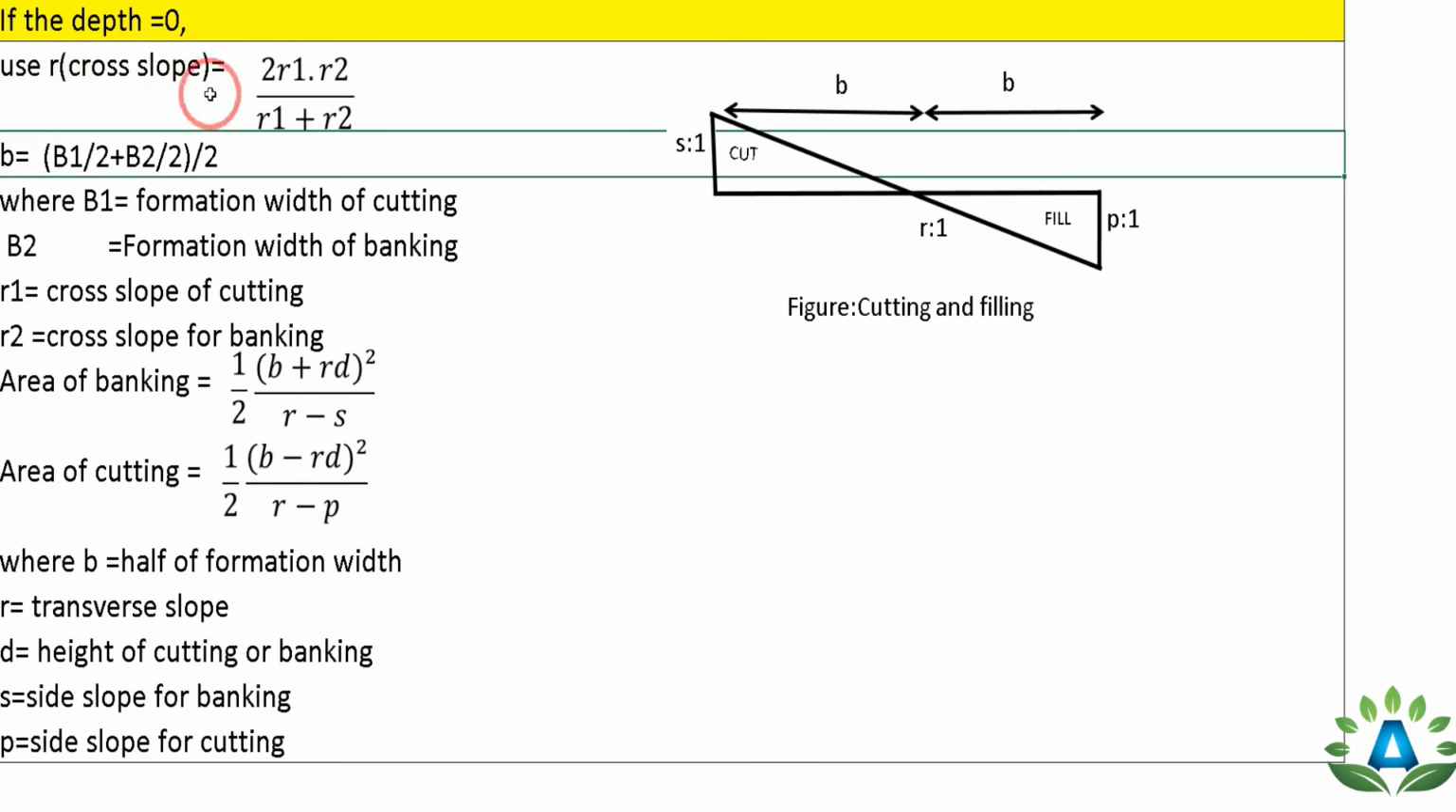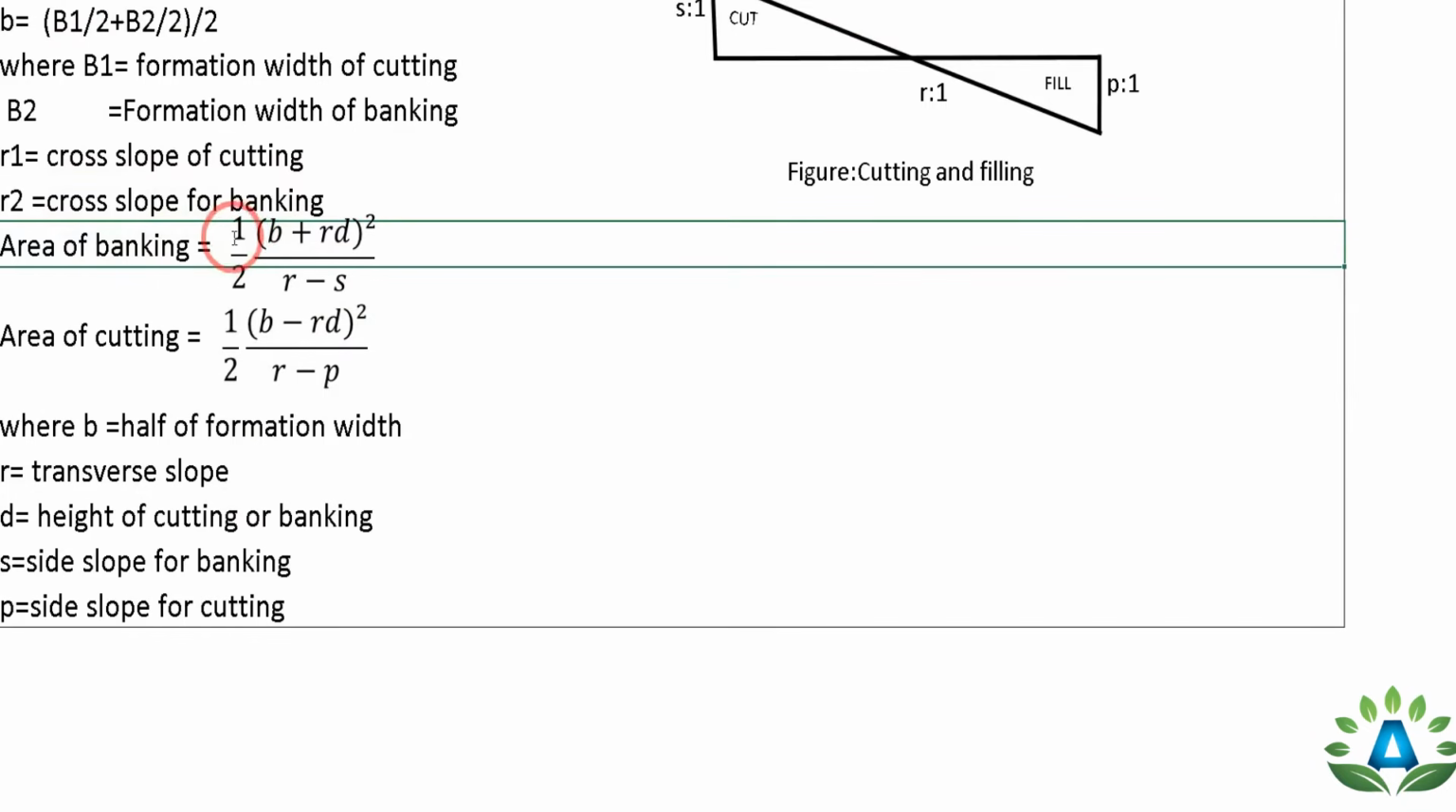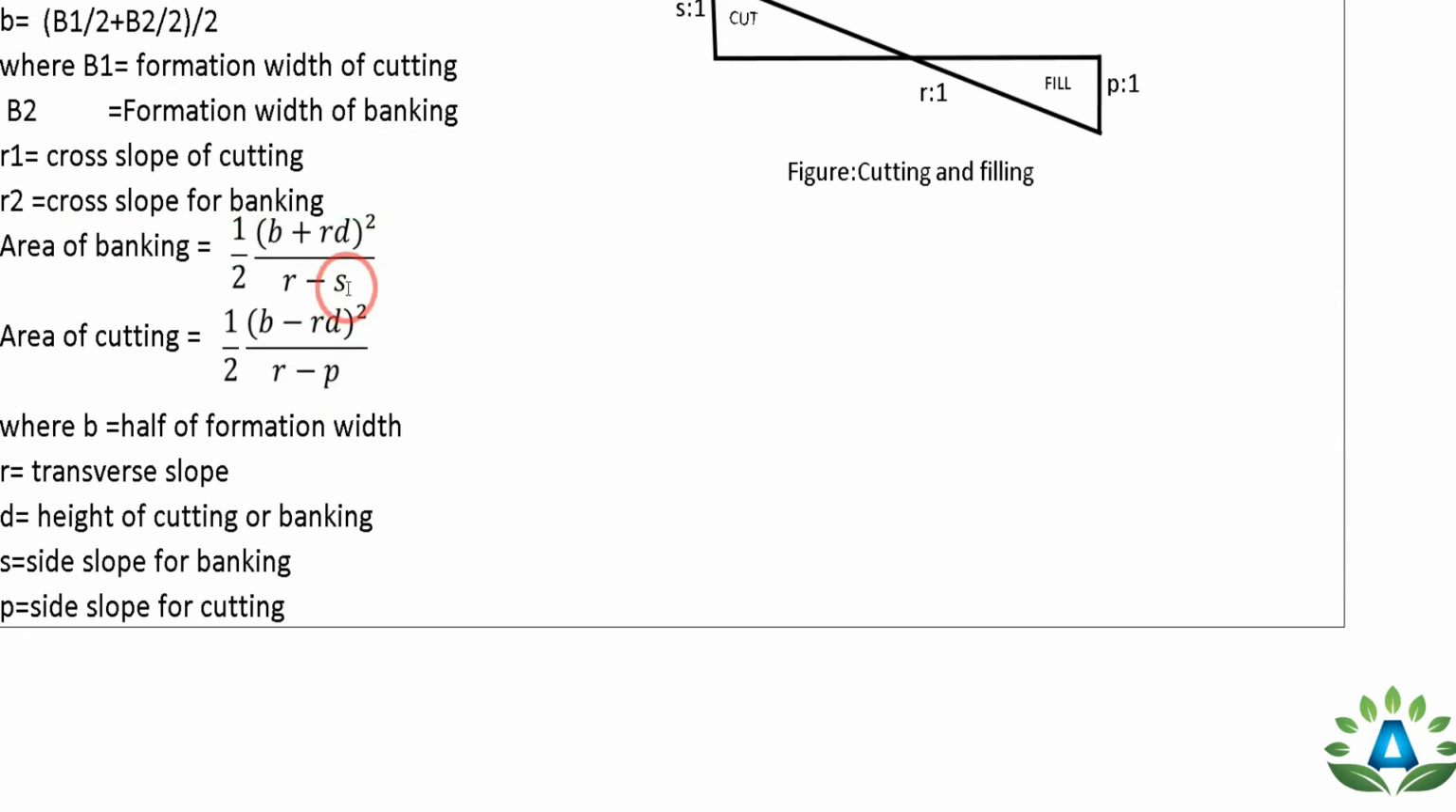But here we have to use the r that is already given in our question, that is the cross slope of 10, so we need to use r equals 10. And we can use the area of the banking as 1/2 (b + rd)² / r − s, and area of cutting equals 1/2 (b − rd)² / r − p, in which s means the side slope for banking and p means the side slope for cutting, and r is the cross slope for chainage 0.